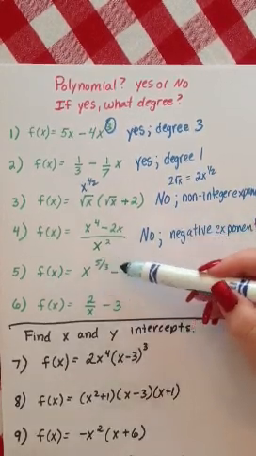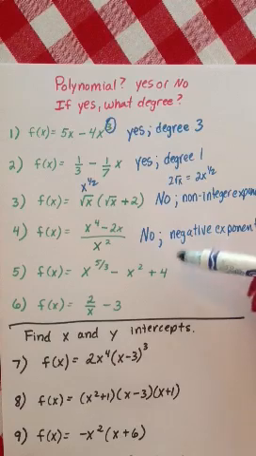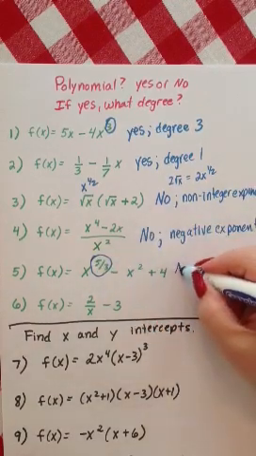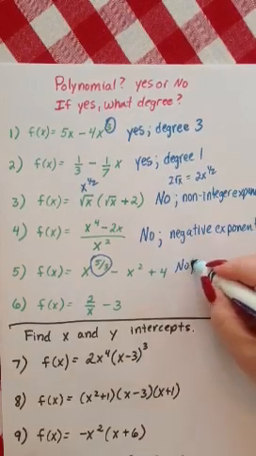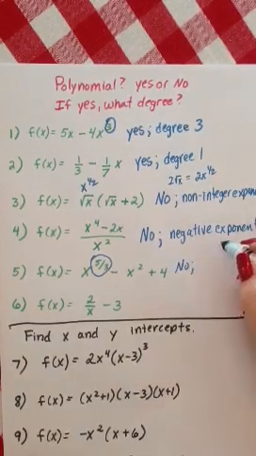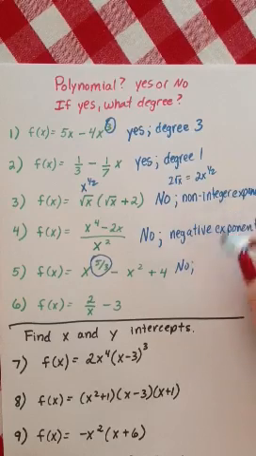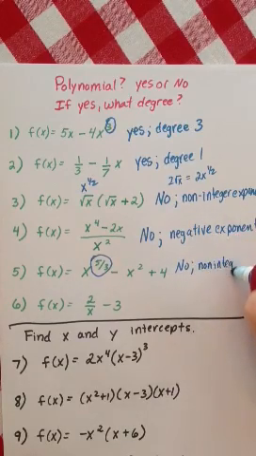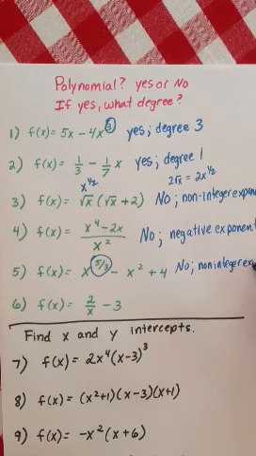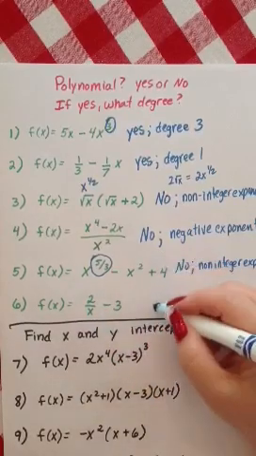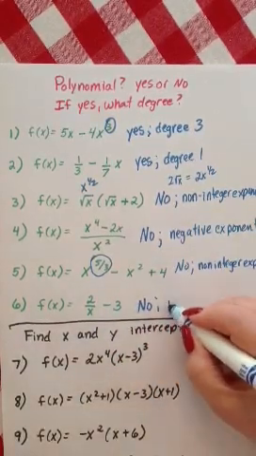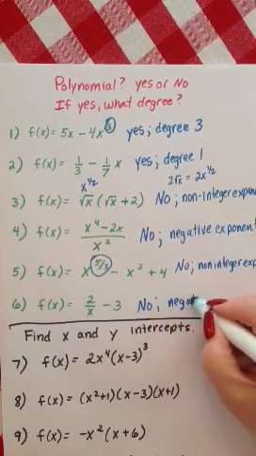Next, we have x to the 5/3 minus x squared plus 4. Kind of looks normal except for that offending fraction. So we say no, it's not a polynomial because it has non-integer exponents, or it has fractional exponents. This right here, no, not a polynomial because it has negative exponents.